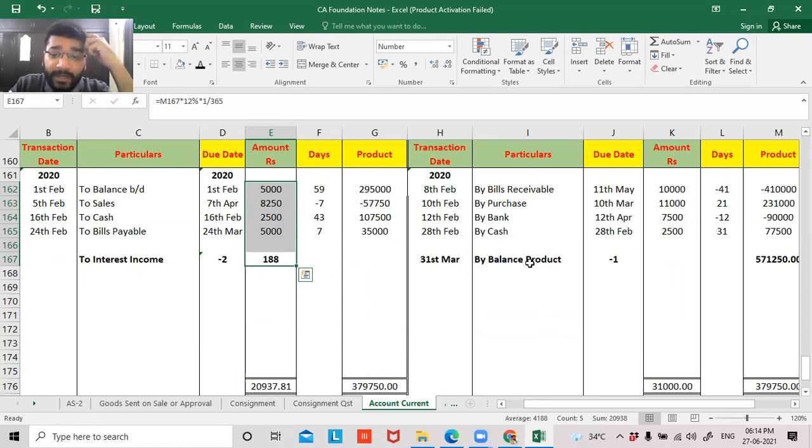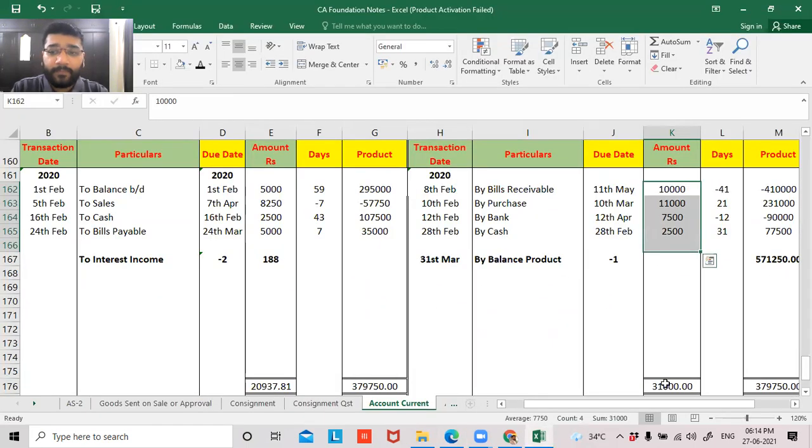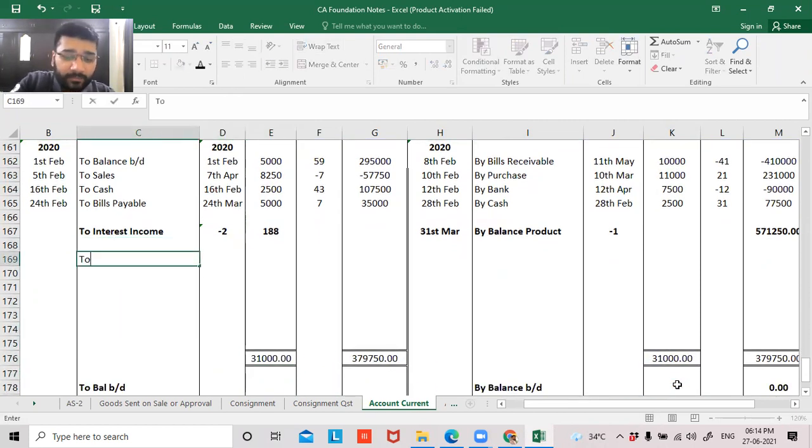So debit side total is 20,938, guys. And credit side total is 51,000 rupees. Amount is receivable or payable. Net amount balance carried on will come where? Credit side total is more. So here we'll get the two balance carried down. This is my third finding.